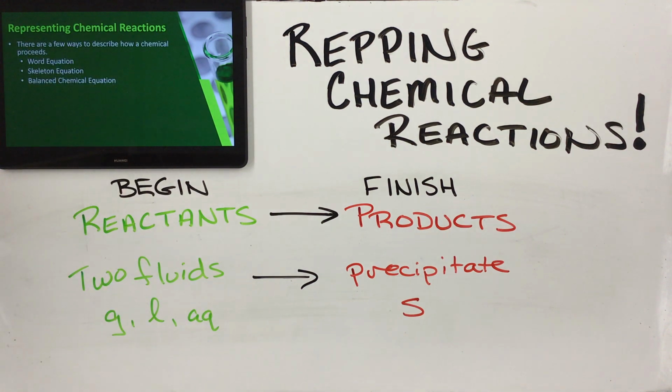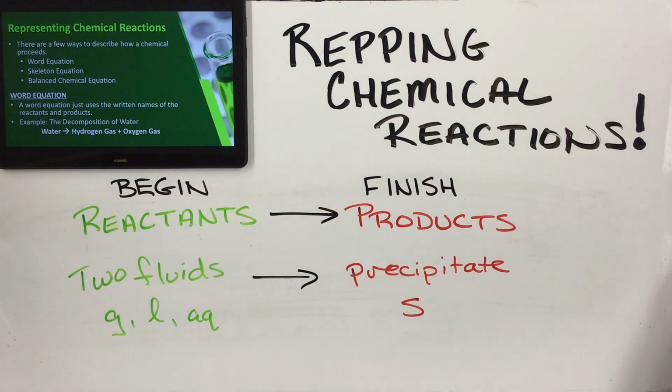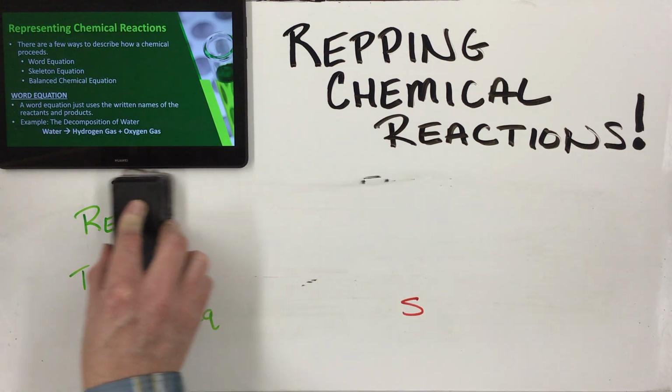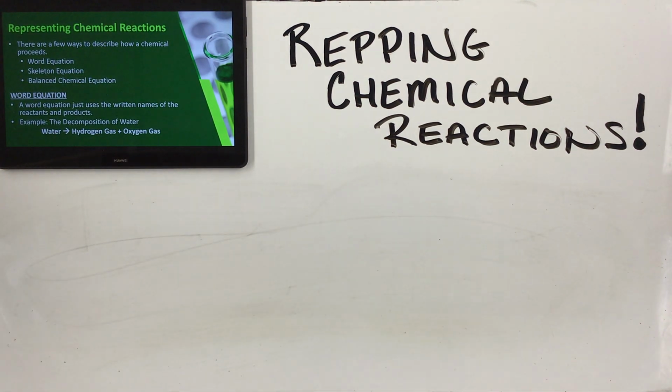Now, there are three ways to represent a chemical reaction: word equations, skeleton equations, and balanced chemical equations. The word equation simply uses the written names of the substances involved as reactants or products in the reaction, right? So for the decomposition of water, that's very easy.